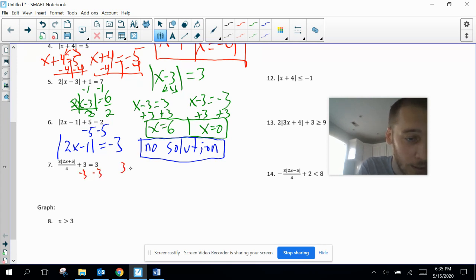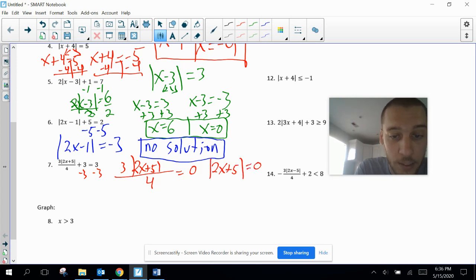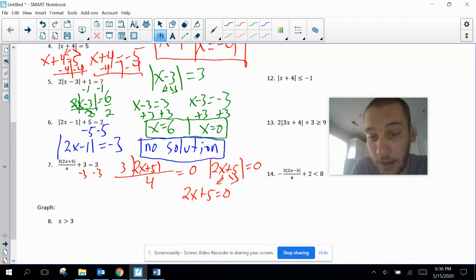And we've got 3 times the absolute value of 2x plus 5, over 4, equals 0. Multiply both sides by 4, that's going to be 0. And then divide both sides by 3, that's also going to be 0. So I'm left with the absolute value of 2x plus 5 equals 0. I'm going to split it up. One way is just as it is. And think about it, what if I did the other way? If I made this the opposite, negative, negative 0 is just 0.